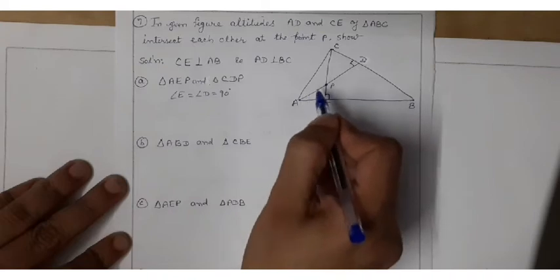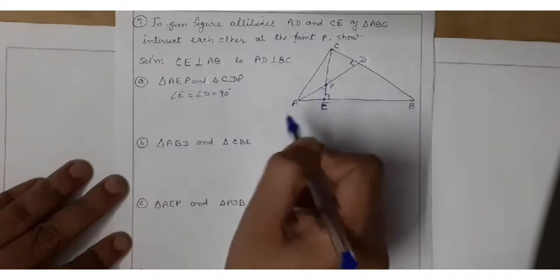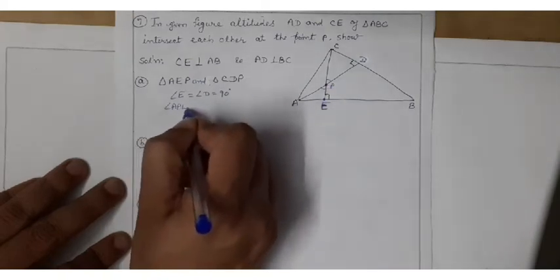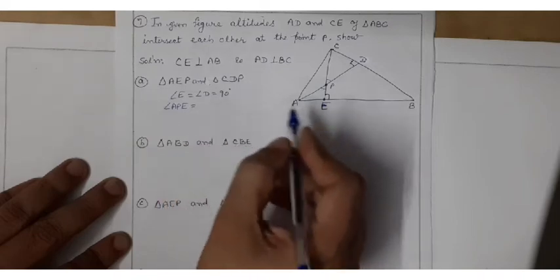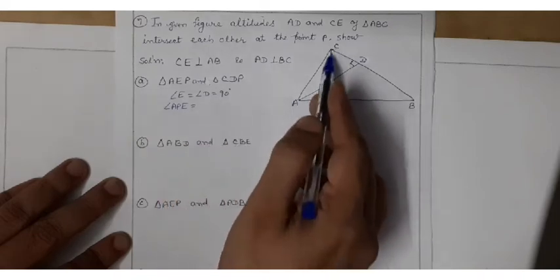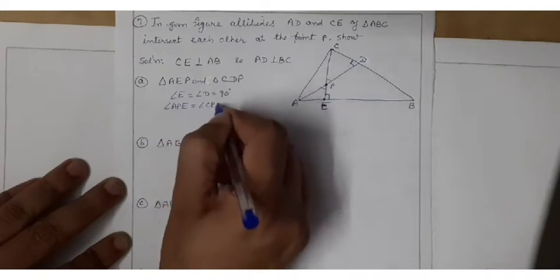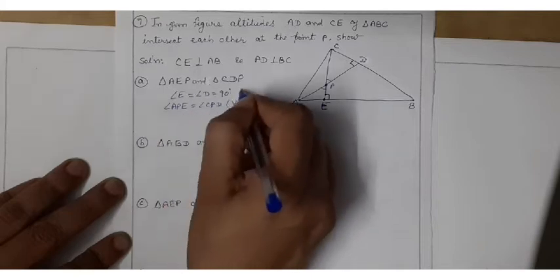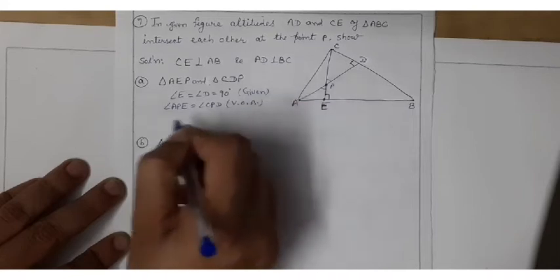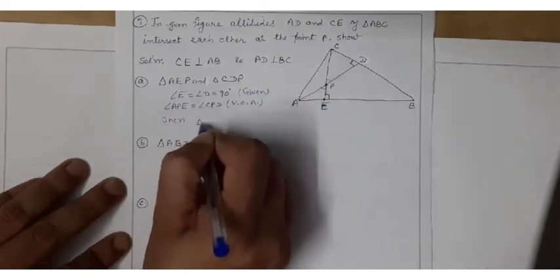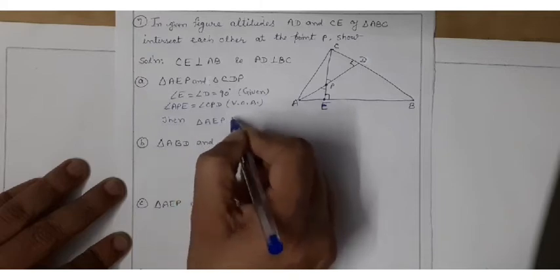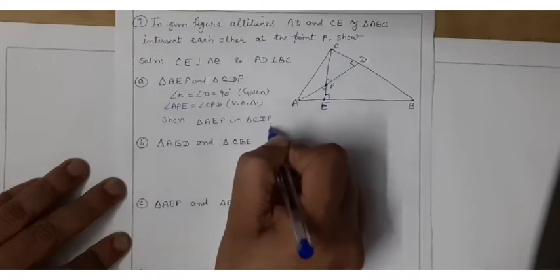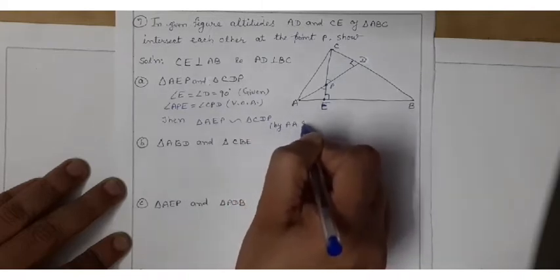And which two are vertically opposite? These two are vertically opposite. So what we can say, angle APE is equal to angle CPD. What is the reason? Vertically opposite angle. And this is given to you. Then what you can say? Triangle AEP should be similar to triangle CDP by AA similarity.